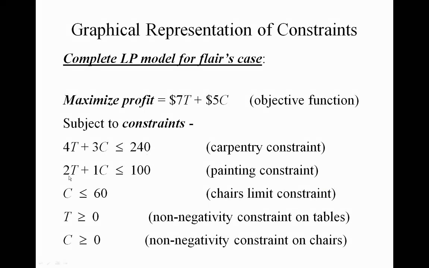Now each table takes 2 hours in painting. T number takes 2 times T. Likewise, each chair takes 1 hour. So if you produce C number, 1 times C is the number of hours that you use for chairs. Together, the total consumption of painting should be less than or equal to 100 hours available. So the number of chairs that you want to produce should be less than or equal to 60 chairs. That's because of the inventory that you have. The last one basically says non-negative. Either you produce tables and chairs, in that case it is going to be a positive number, or you don't produce, that is 0. They cannot be negative.